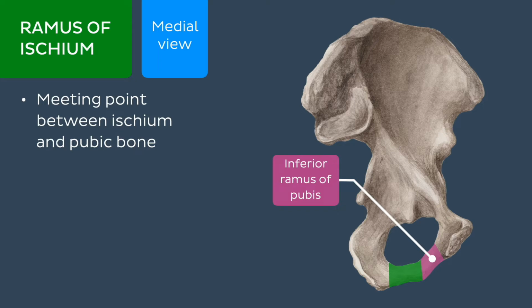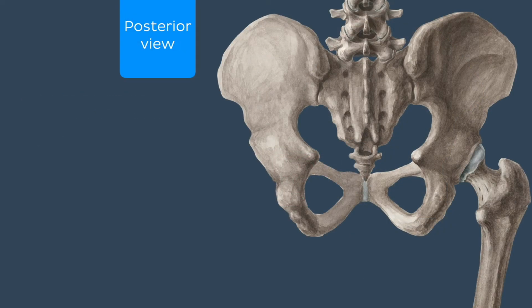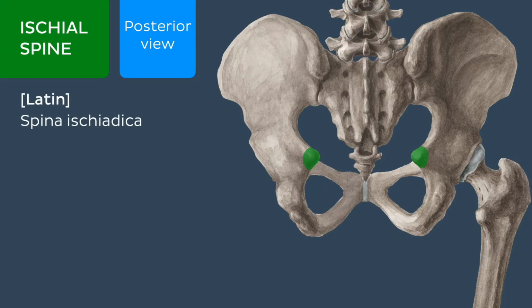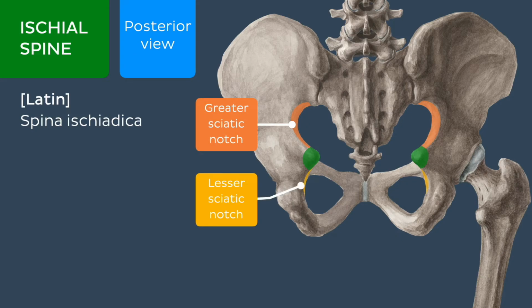If we change our view to a posterior perspective, we can see another key structure of the ischium, which is the ischial spine. The ischial spine is a bony prominence found between the greater sciatic notch and the lesser sciatic notch. It serves as an attachment point for some important muscles, such as the coccygeus muscle.